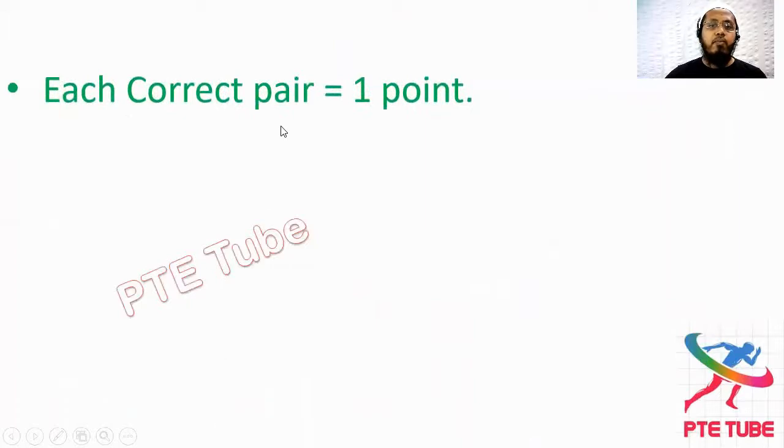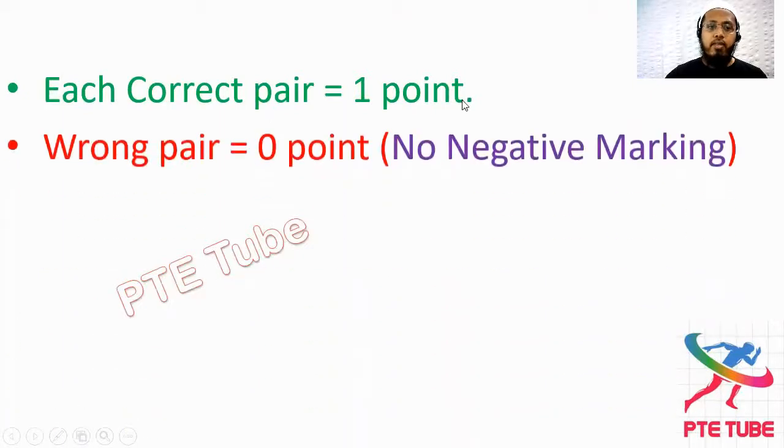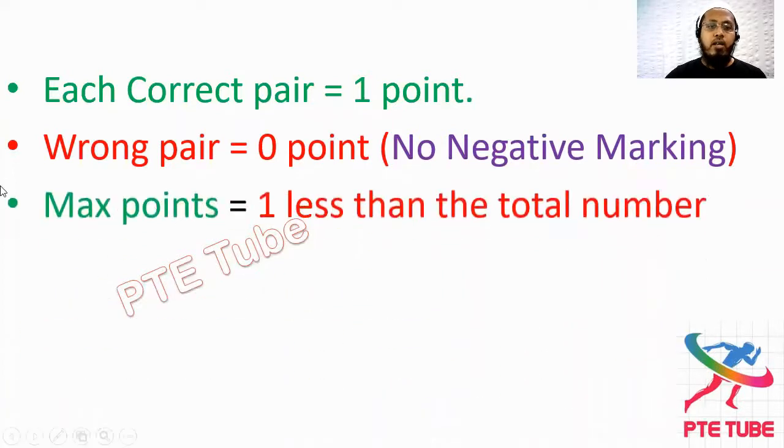As we have discussed previously, for each correct pair we form, we get 1 point, and for a wrong pair, no points are allotted. It is also very important to know that there is no negative marking in this section. The maximum points for a given question would be 1 less than the total number of sentences.